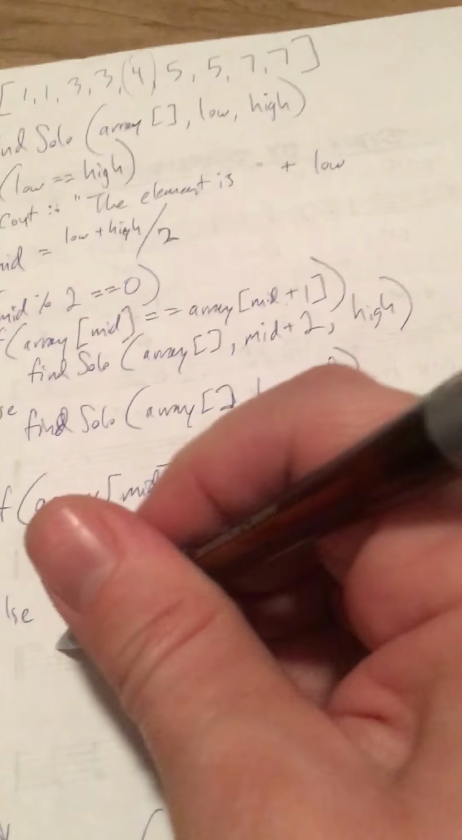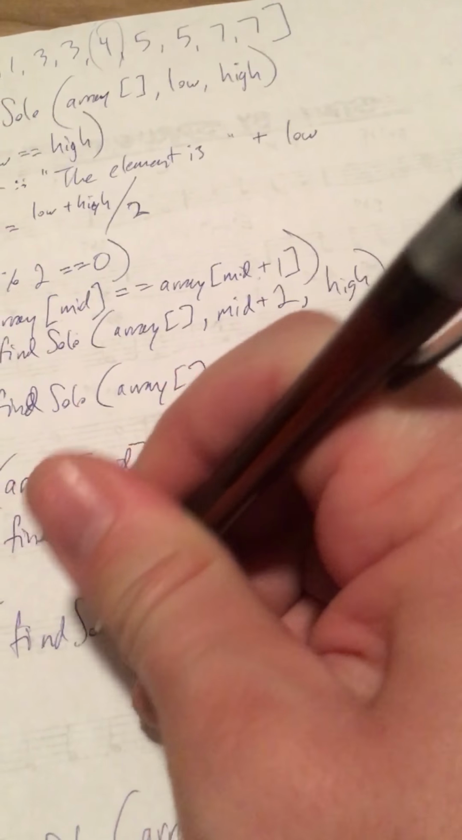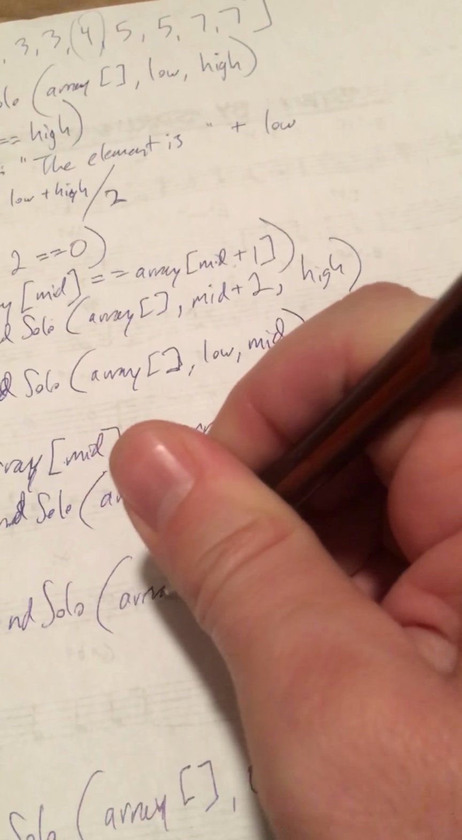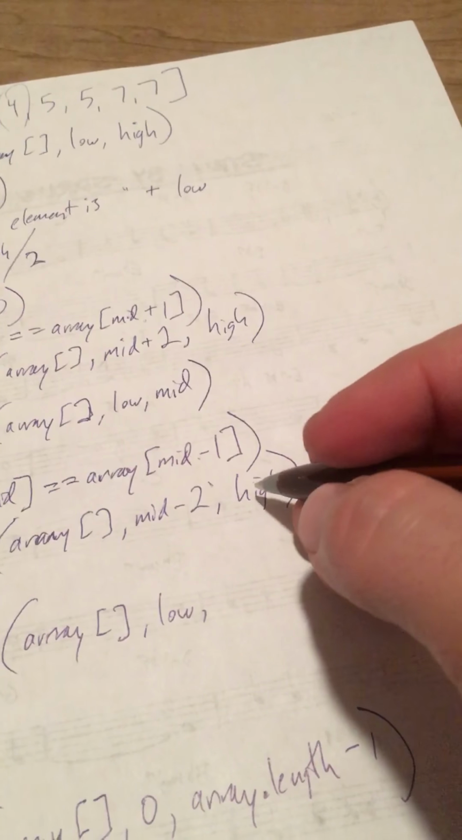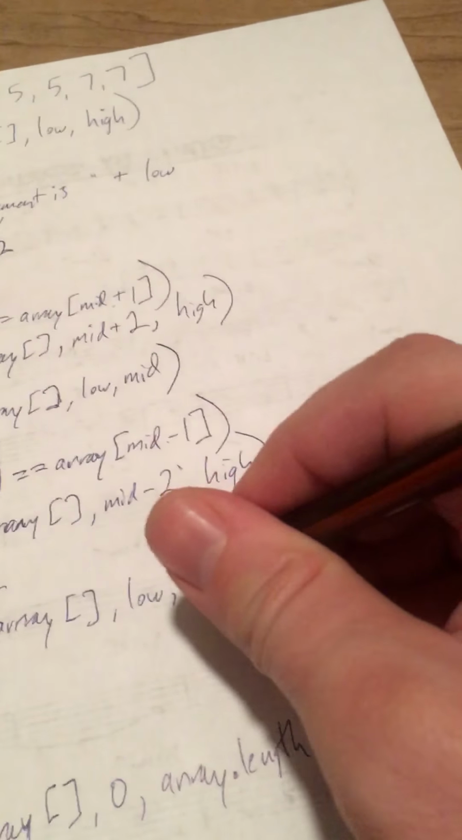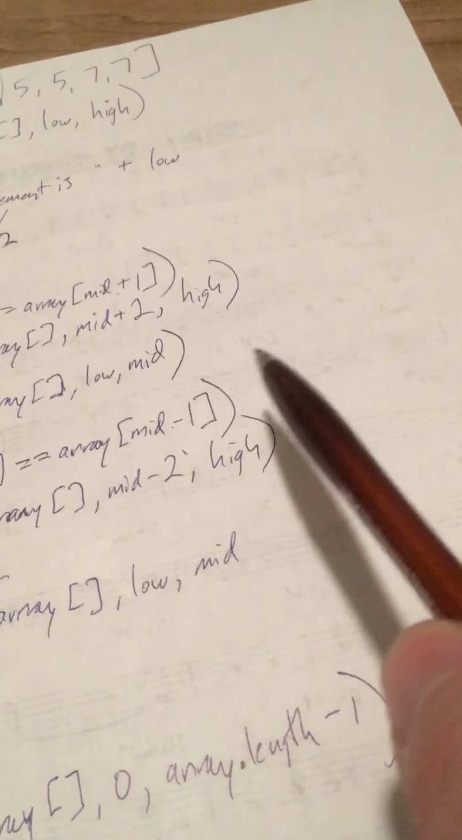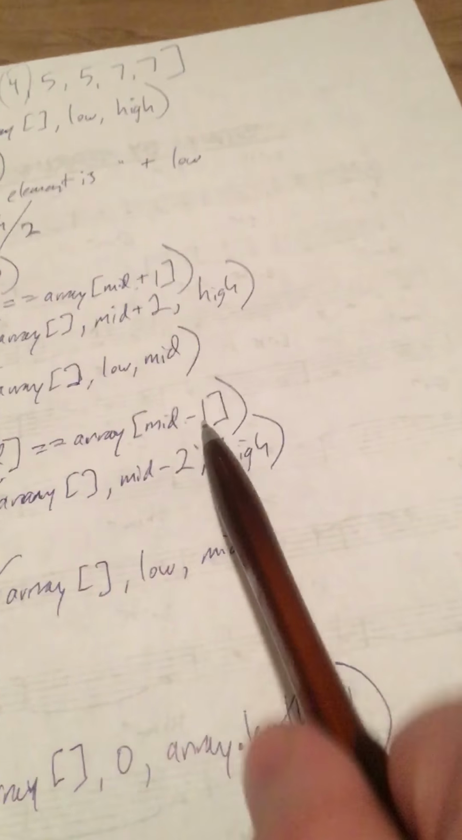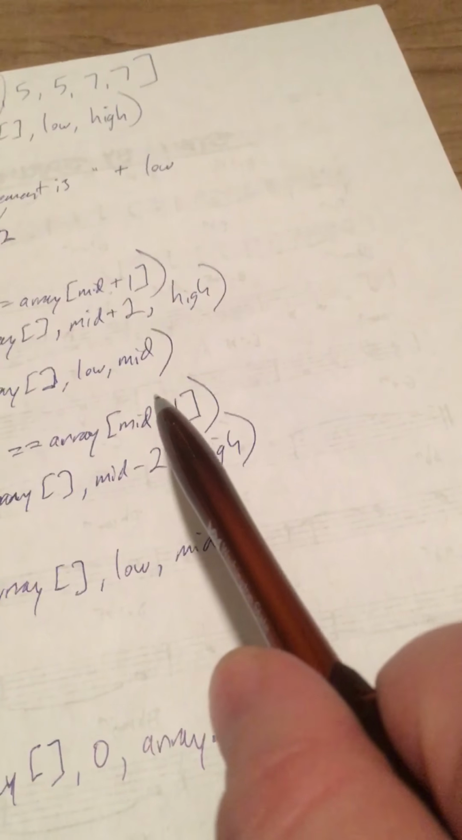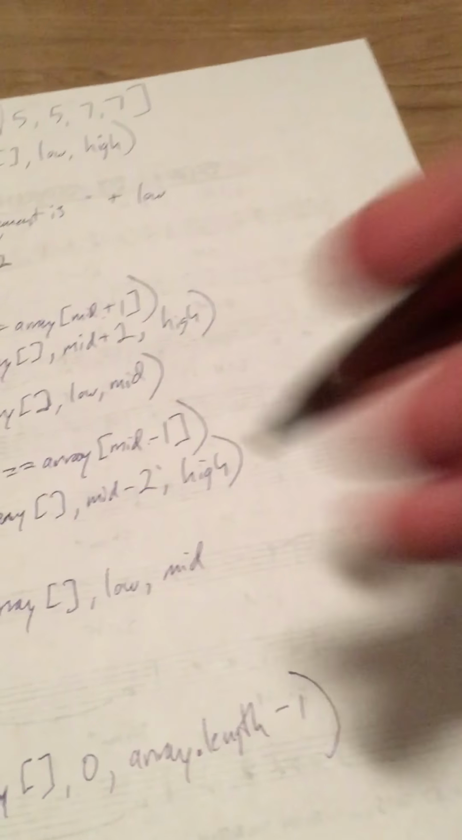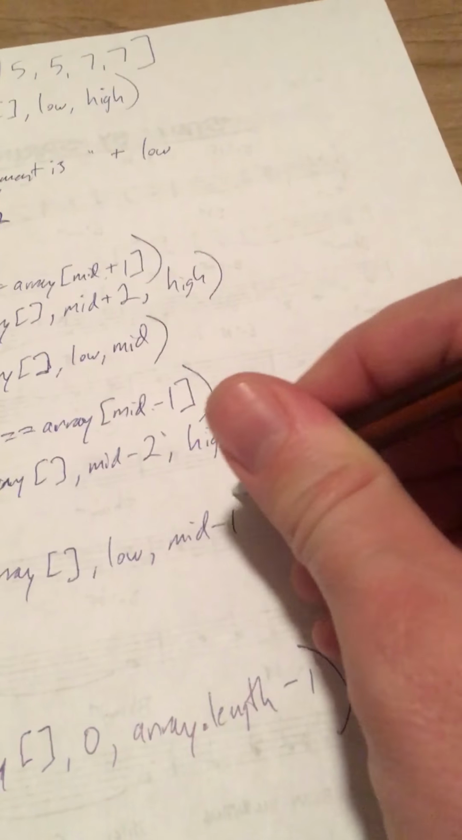And then if that's not the case, then we call the find solo function again recursively. We toss in the array. We keep low in this case, and then we're just looking at mid. No, because we've looked at mid and mid minus 1, so we want to compare mid minus 1 to mid minus 2. So we're going to do mid minus 1.